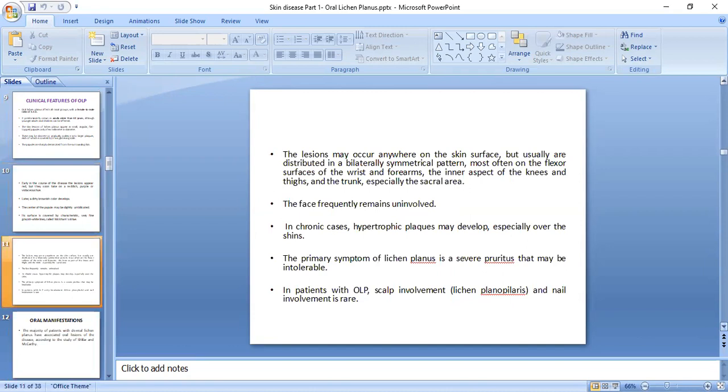What are Wickham's striae? The lesion may occur anywhere on the skin surface, but usually is distributed in a bilateral, symmetric pattern, most often on the flexor surfaces of the wrist and forearms, the inner aspect of the knees and thighs, the trunk, and especially the sacral area. The face frequently remains uninvolved. In chronic cases, hypertrophic plaques may develop, especially over the shins. The primary symptom of lichen planus is a severe pruritus that may be intolerable. In patients with OLP, scalp involvement and nail involvement is rare.